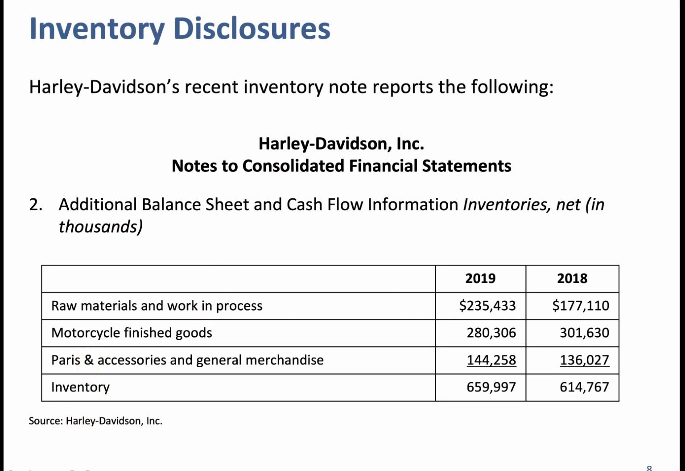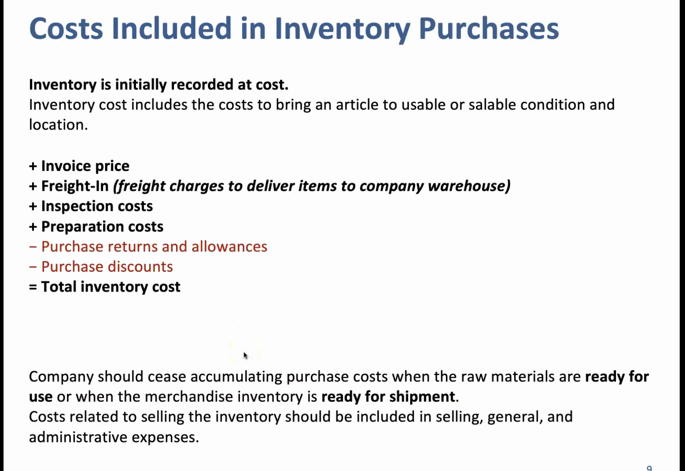So where do companies report their inventory information? It's usually in a note to the financial statements. For Harley-Davidson, for example, they include an additional balance sheet and cash flow information for inventories, which they reported as raw materials, finished goods, accessories, and so on and so forth. The total inventory is the summary of the above items.